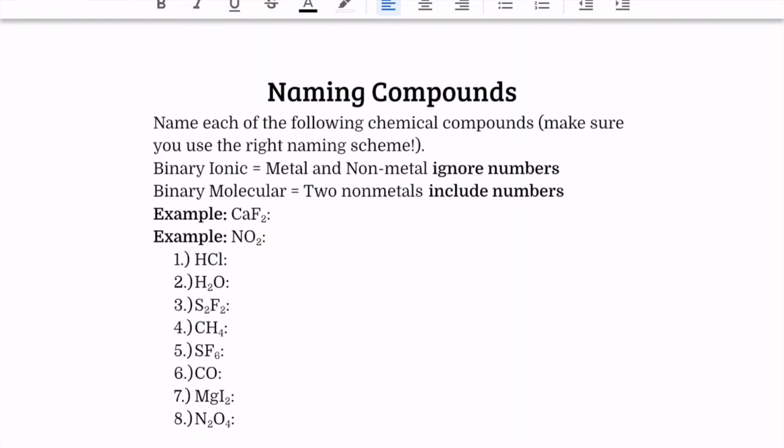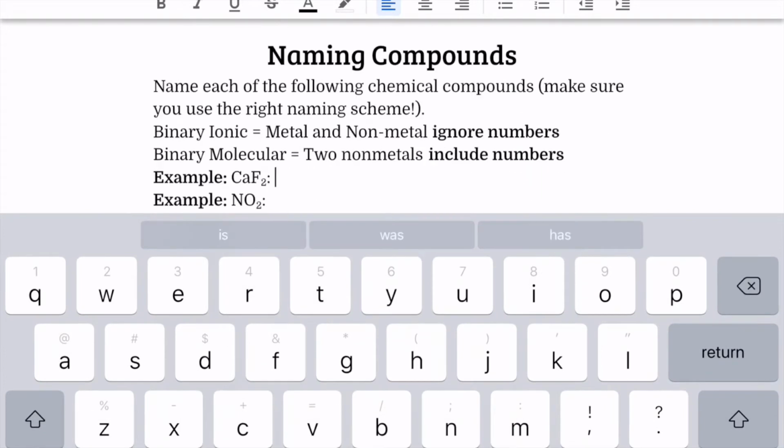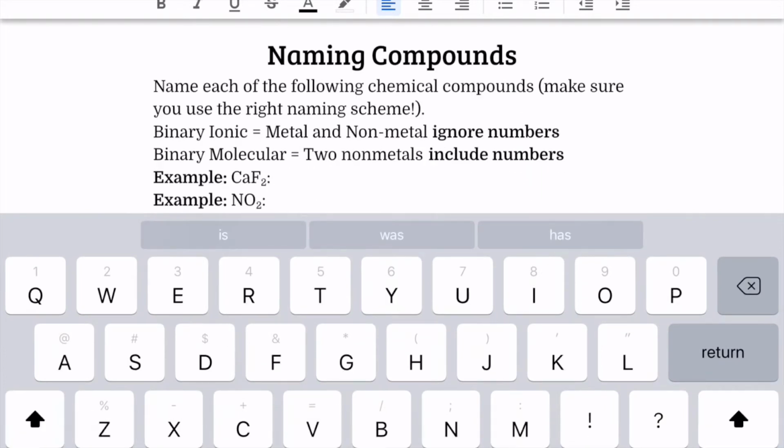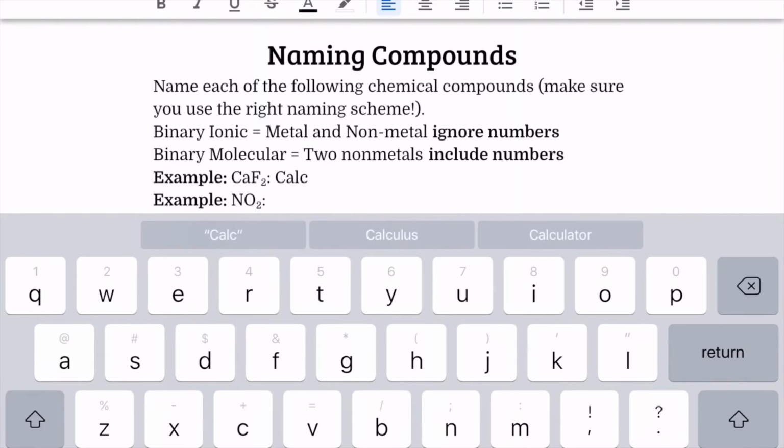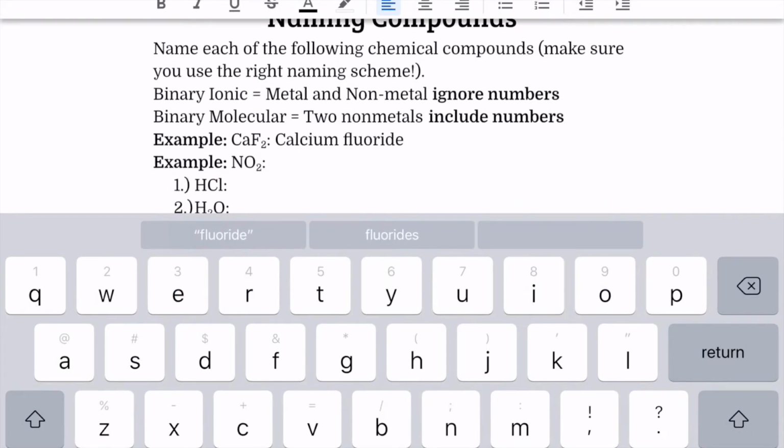For naming this one, I am going to ignore the numbers. For its name, remember you need to write out the name of the first element. So I have calcium. And then for the second one, I am not going to include any prefix because it is a binary ionic. So I'm going to write fluoride. Remember, they need to end in "ide." So I have calcium fluoride, and I might have spelled fluoride wrong. Sorry.